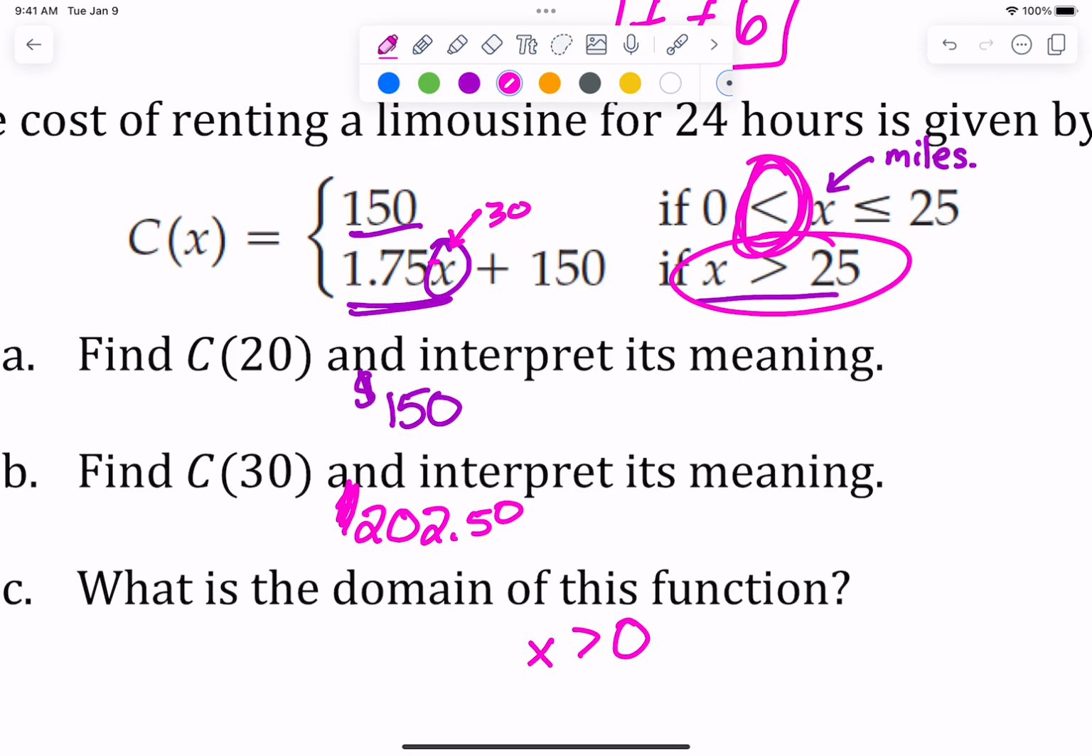This is not equal to. You can't go anywhere. You might as well not even rent it, right? Rental only. So, usually, according to this, x has to be greater than 0.